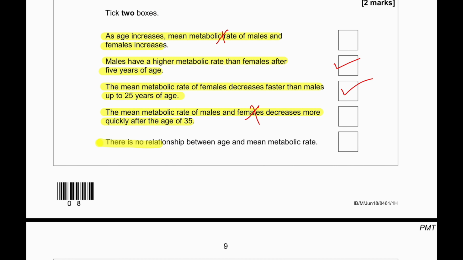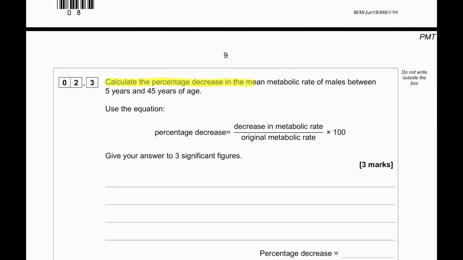There is no relationship between age and mean metabolic rate. This is also wrong because there is a relationship, and that is a negative relationship. As the age increases, we can see that the mean metabolic rate decreases. Calculate the percentage decrease in the mean metabolic rate of males between 5 years and 45 years of age. So in terms of percentage decrease, it is the decrease in metabolic rate divided by the original metabolic rate times 100.